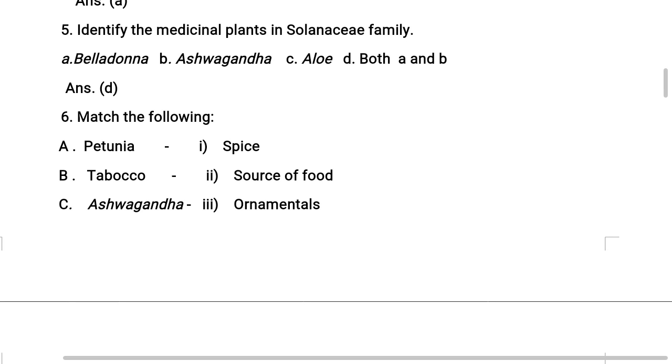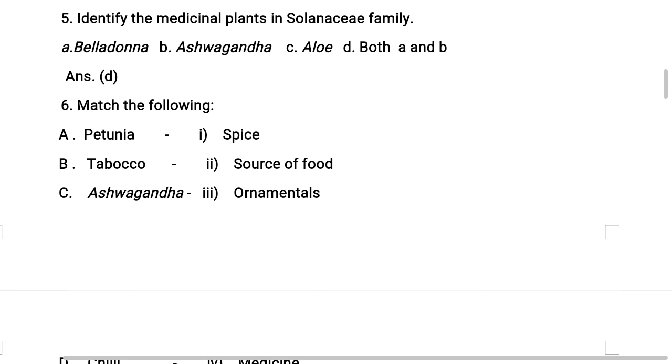Here they have given three medicinal plants. Of those, few belong to Solanaceae family. So the correct option for this question is option D, both A and B. Belladonna and ashwagandha both belong to Solanaceae family. Understood? Aloe belongs to Liliaceae family. Is it clear?